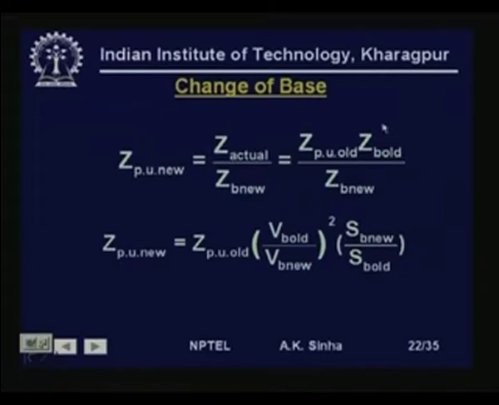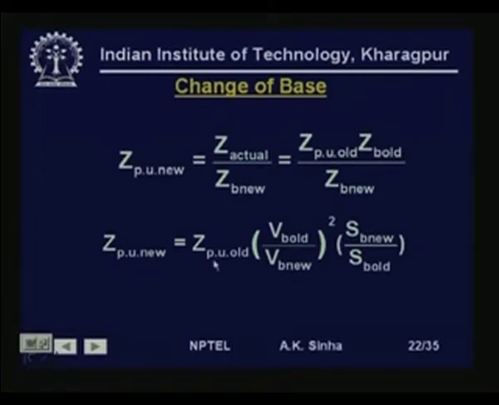So, suppose we have the value of impedance given at one base, then how do we convert it to another base? We have this relationship: Z per unit new value is equal to Z actual value by Z base new, which is equal to Z per unit old into Z base old, which is the actual value, because if we multiply the per unit value by the base value, we get the actual value. So, Z per unit new is Z per unit old into Z base old divided by Z base new.